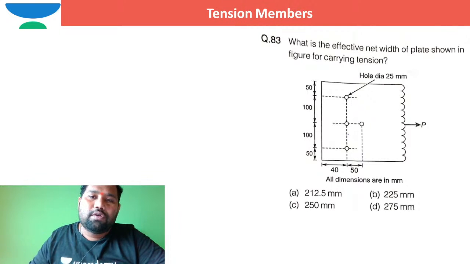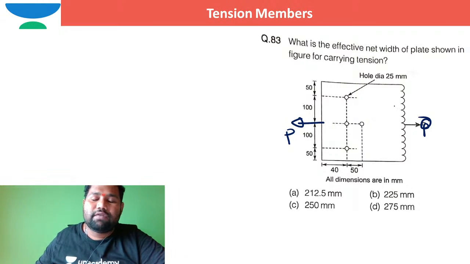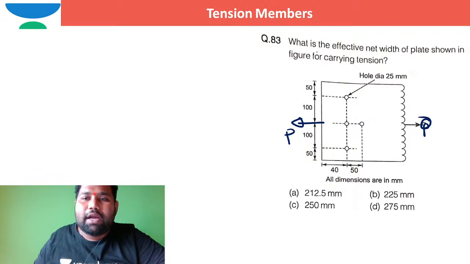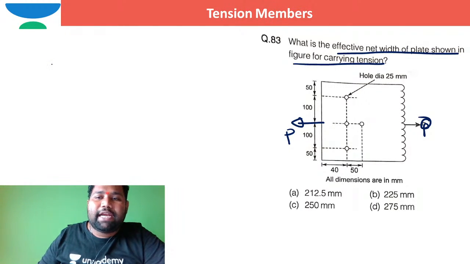I hope you are able to see this question, brother. This is P, and in this direction also there is P, just for equilibrium purposes. And this is P, then obviously this end should also be P. Right. What is the effective net area or net width of the plate shown in the figure for carrying tension? What is the net effective width?